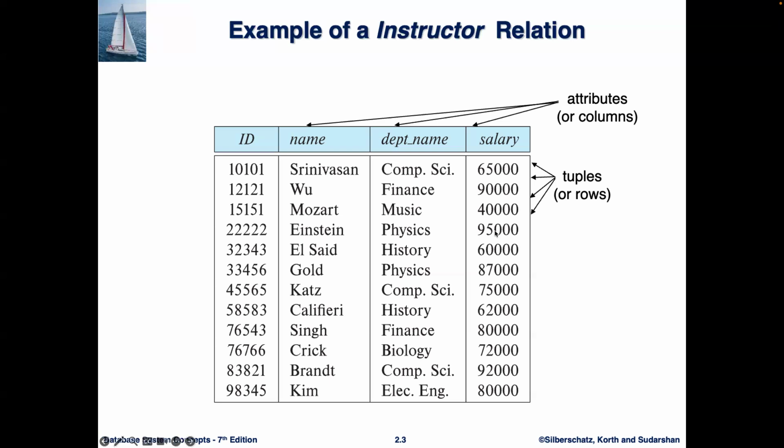So any row is a single item. We have all the details of that item or row, and we call it a tuple. And the attributes, these are columns. So these are different attributes. There are 4 attributes here: ID, name, department name, and salary. So attributes are stored as columns, and each single item with all the values is stored as a tuple. So there are multiple tuples, and there are attributes.